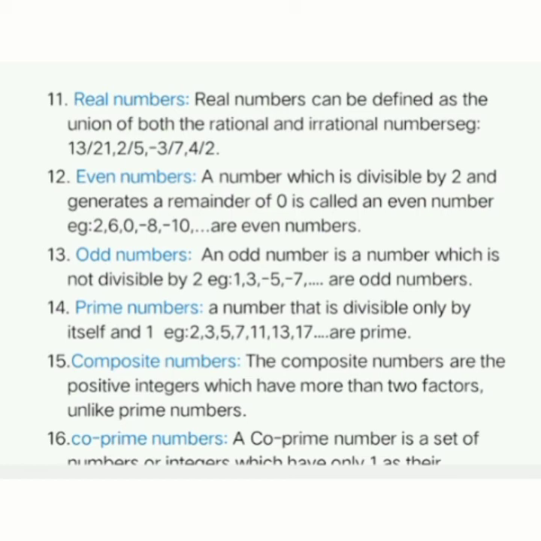Coming to the composite numbers, the natural numbers greater than 1 which are not prime are known as composite numbers. The number 1 is neither prime nor composite. The smallest composite number is 4. Co-prime numbers: two numbers which have only 1 as a common factor are called co-primes or relatively prime to each other. For example, 3 and 5 are co-primes.